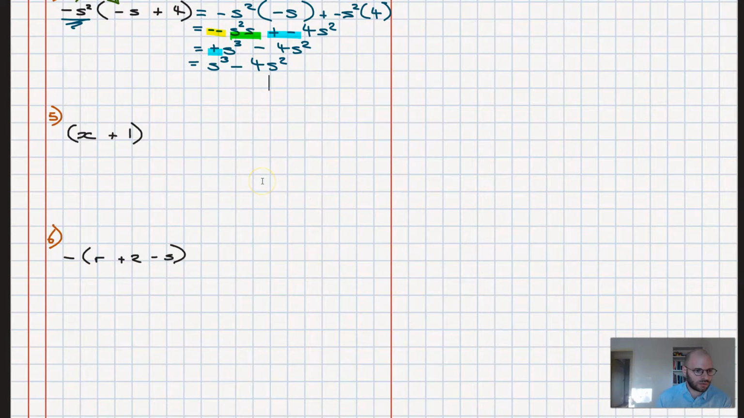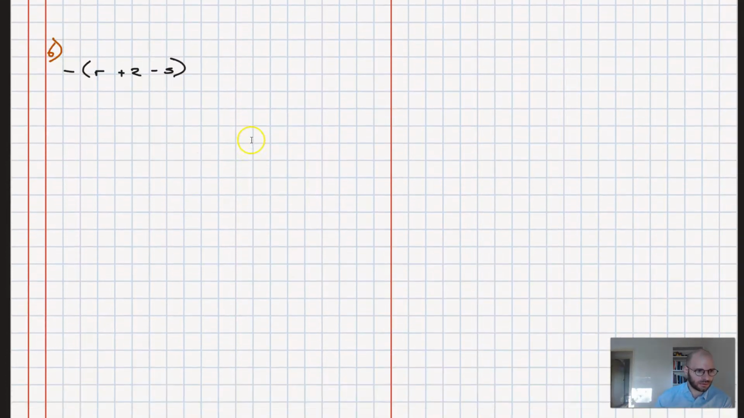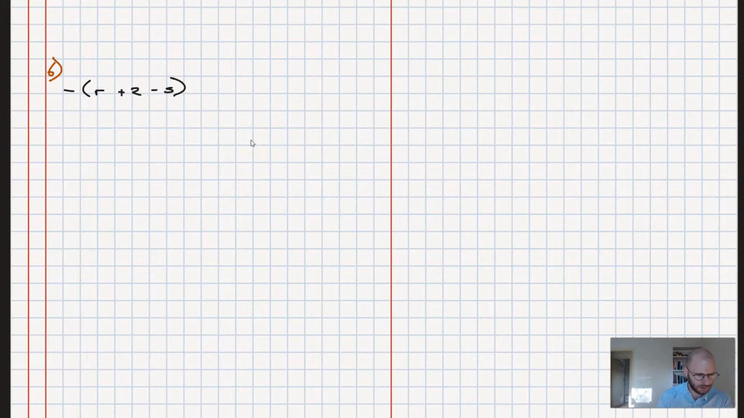Now, example 5, we've got x plus 1. This one is a bit of a confusing one because there's no number in the front here. So what does that mean? Well, it means that there's an implied 1, like so. So expanding that out, x plus 1. Or in other words, you could just scrub out the brackets from the beginning there. So nothing too complicated. Now for example 6, we have minus or negative r plus 2 minus s.